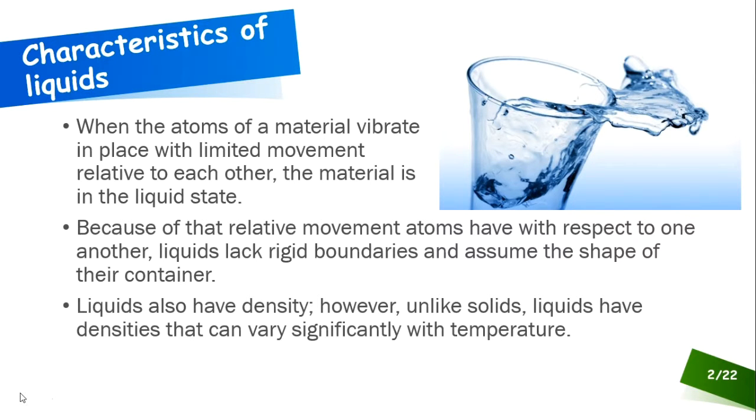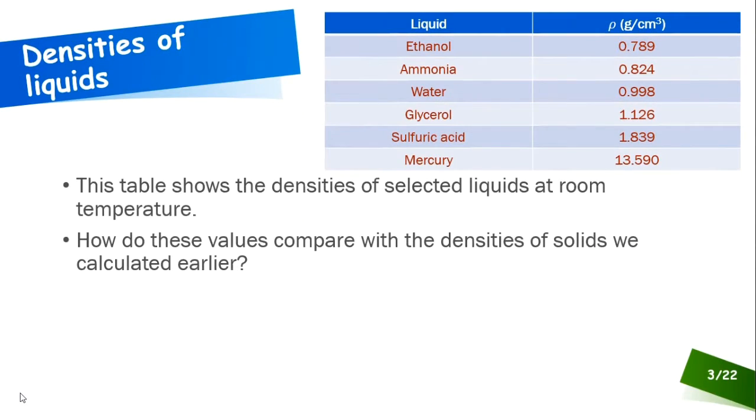Liquids, like solids, have density. However, unlike solids, the densities can vary significantly with temperature. So here we have a table listing a number of common liquids and the densities at room temperature. It's important to specify temperature because for liquids, the density will change with temperature. Now, look at the values that we have here. And remember the density activity from the last lecture? Well, look at the numbers here, and how would you say these values compare with the densities of solids that we were calculating earlier in that previous lecture?